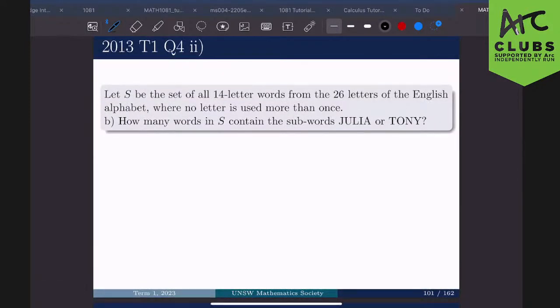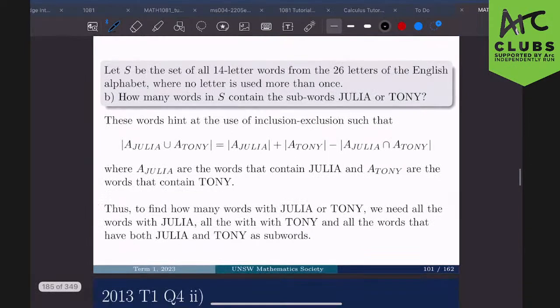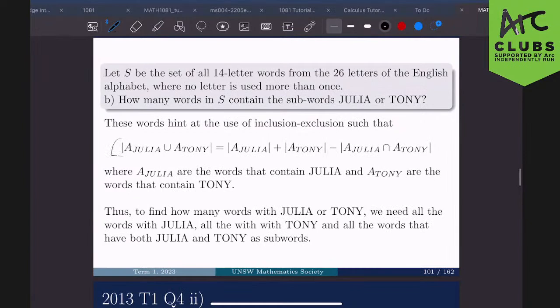Contain these subwords Julia or Tony. And once again, we're going to be using the inclusion-exclusion principle, right? Because if you did Julia plus Tony, then you're going to have an intersection, and you would be counting these words twice. So that's essentially the basis of this question. It's going to be this line here. So we have to find all 3 of these terms.